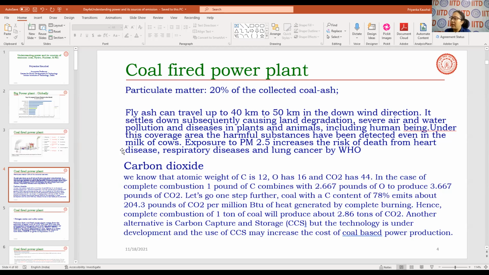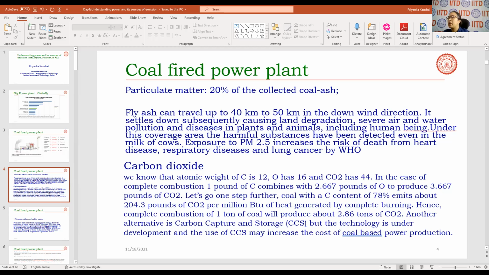Right? So we studied the life cycle very briefly yesterday. And we also studied, we often hear that the impact of coal leads to a certain amount of death or a certain amount of disease. How does that come about? How are they quantified? So there it comes from these numbers, right? And as you can see here, fly ash can travel up to 40 to 50 kilometers down in the wind direction. So in whichever direction the wind is blowing, it can have its impact up to 50 kilometers down the lane. And it may cause land degradation, air and water pollution to plants and animals, including human beings.